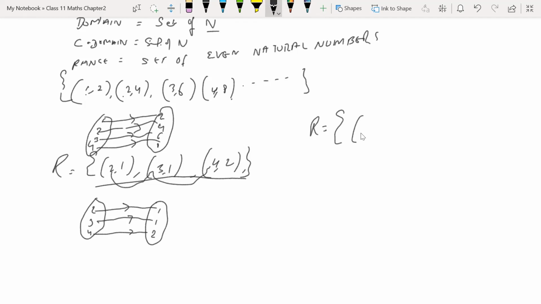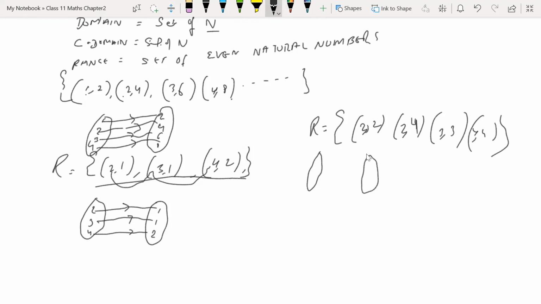There is a relation: (2, 2), (2, 4), (3, 3), (4, 4). R is a relation. Is this relation a function? Can anybody tell? Let's show it graphically.